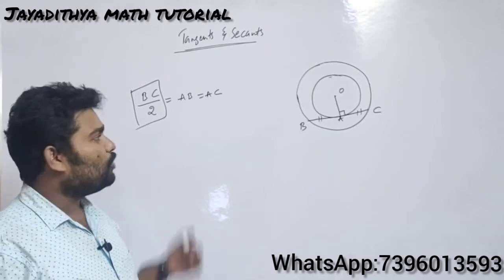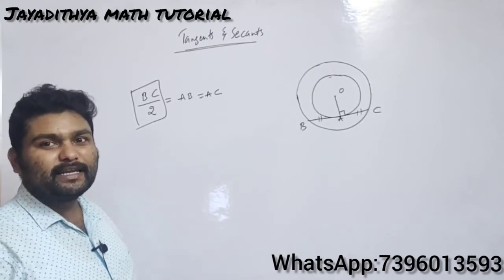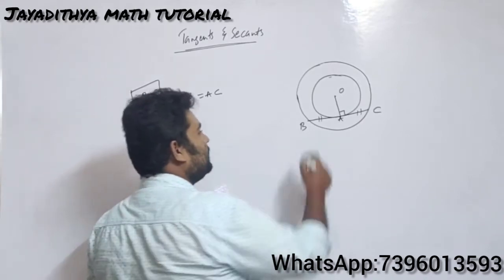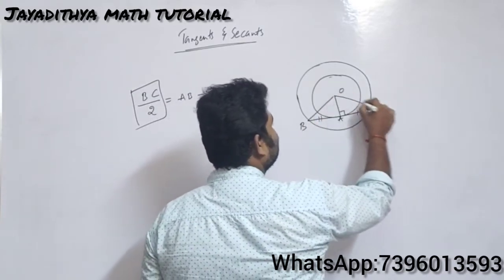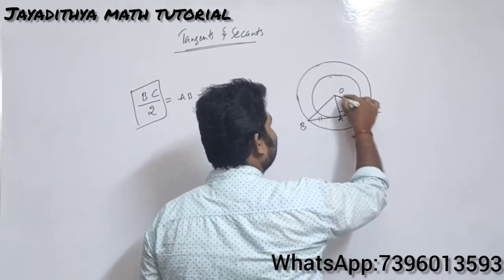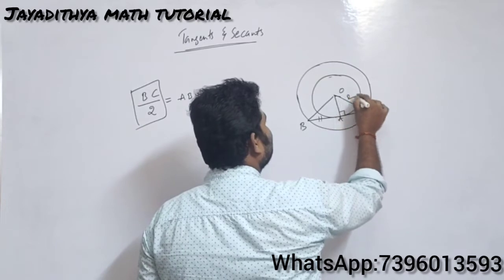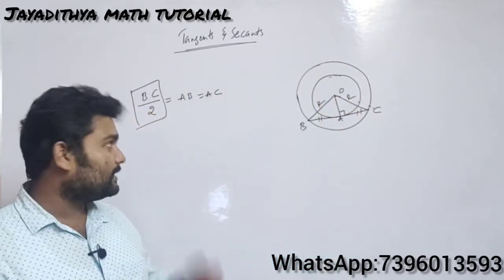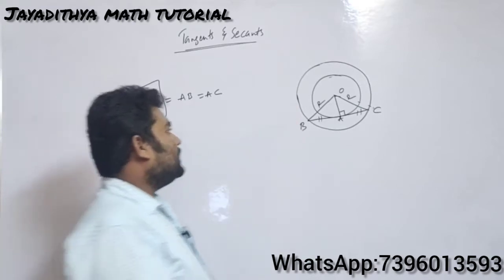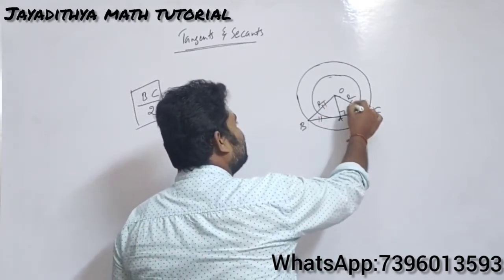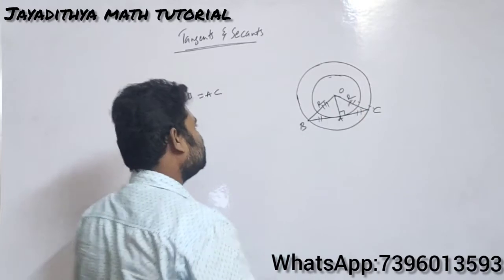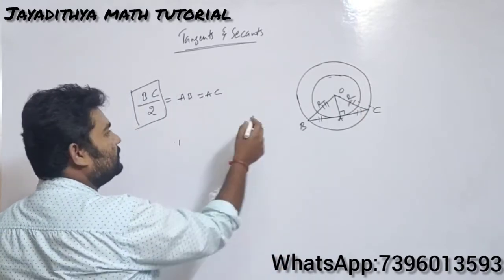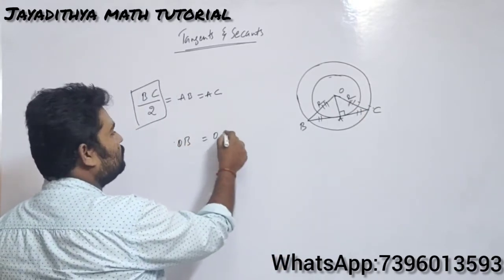How to prove that BC is bisected at A? That is very simple. Now, if you join OB and OC, these are nothing but the radii of the bigger circle. Let us take the radius of the bigger circle as capital R. The radii will always be the same, so these two sides are equal. So you can see that OB is equal to OC.